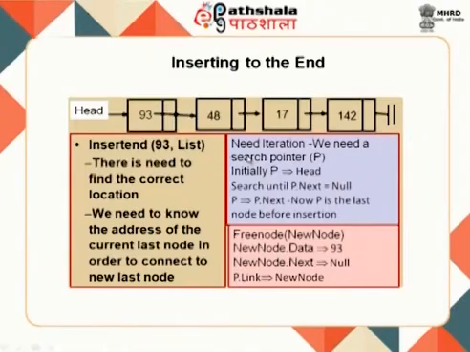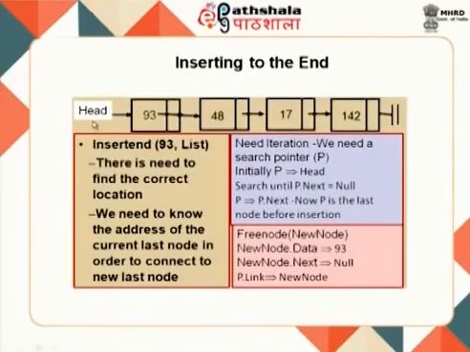So, we need iteration. This is a common operation that we have, where we want to find the address of a new node, either by looking at the data stored there or at data of the previous node. So, we need a search pointer p, we will call this p. Initially p will start with head, and you will search until p dot next is null.